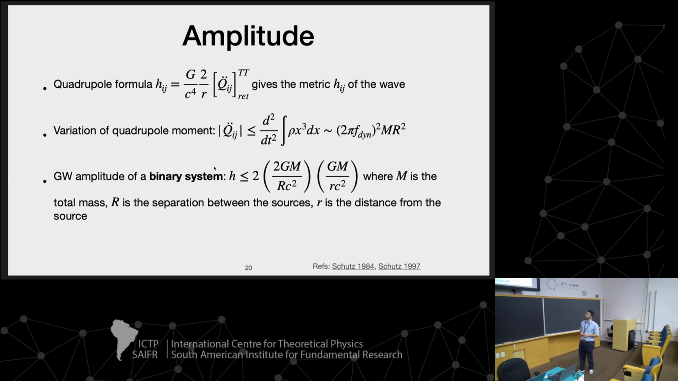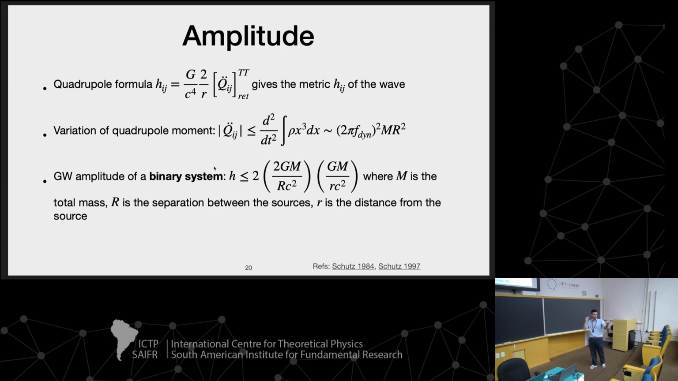We can do a bit of math, and if you're curious, you can go to the references and put in there, and you can get the gravitational wave amplitude of a binary system. Where m is the total mass of the binary system, r is the separation of the two compact objects, and r is, as I said, the distance. So you already see that the gravitational wave amplitude increases as you have more massive systems, closer systems, and when they approach each other.